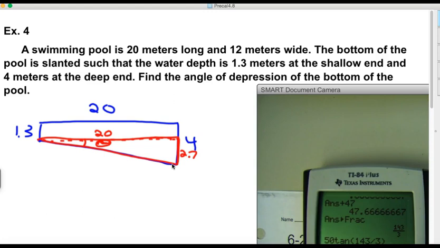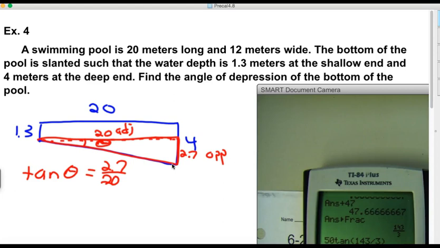So 2.7 is the opposite of our angle, and 20 is the adjacent side, right? Of course, the side on the bottom, the slant, is our hypotenuse. So we're going to use tangent. Tangent of theta equals opposite, which is 2.7, over adjacent, which is 20.